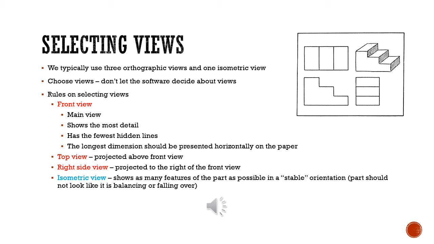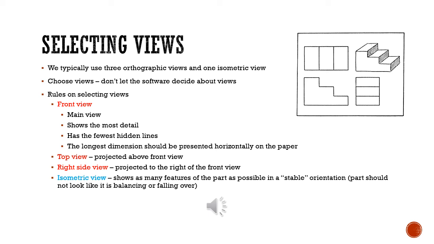So the rules about how to choose a view. For the front view, it should be the main view. Think about the view that shows the most detail, the most information about the part. It also has the fewest hidden lines shown. And typically what we try to do is take the longest dimension and lay it horizontally across the paper. Remember how we use our paper in a landscape mode. It's longer horizontally, so put the longest dimension like that.